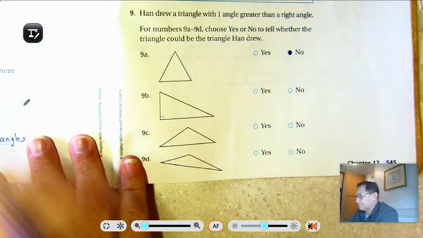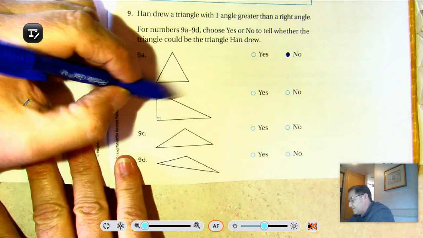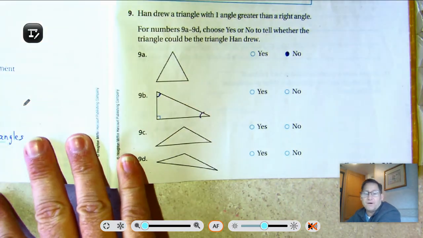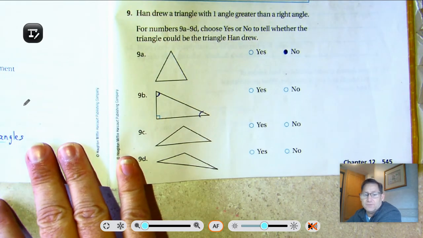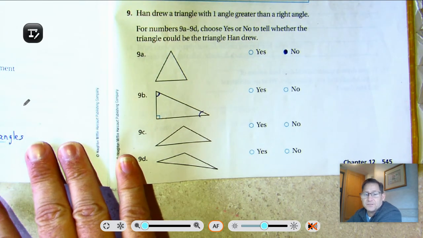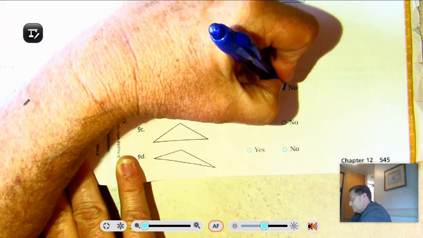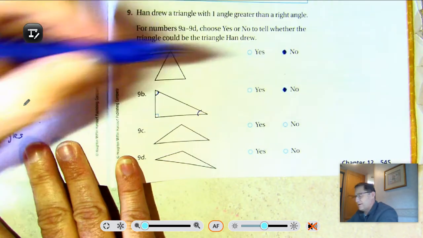B, these two angles, there and there, are less than a right angle. If you're not certain, compare it to a corner piece of paper. So no, that wouldn't be the one he drew.